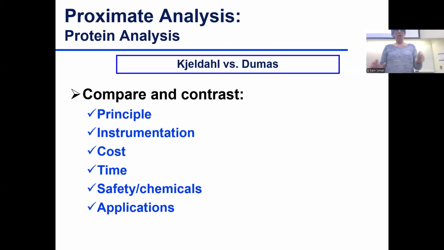Cost. So the Dumas instrumentation is very costly. It costs a lot of money, and also to maintain it, it costs a lot of money. So it's very expensive.